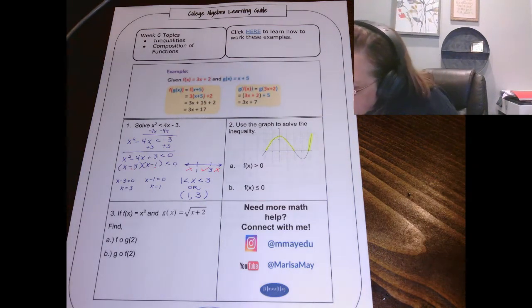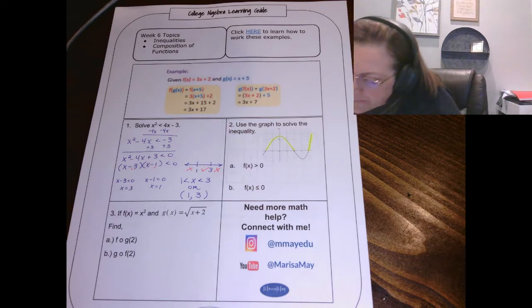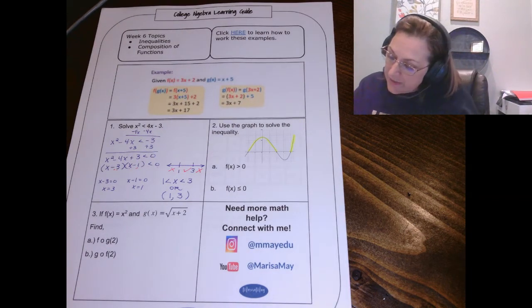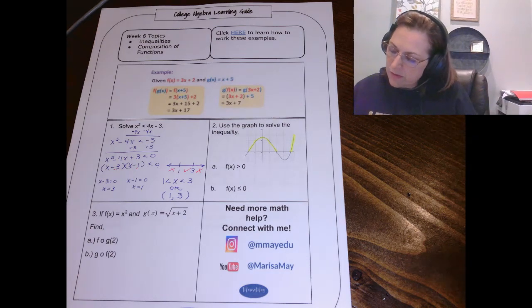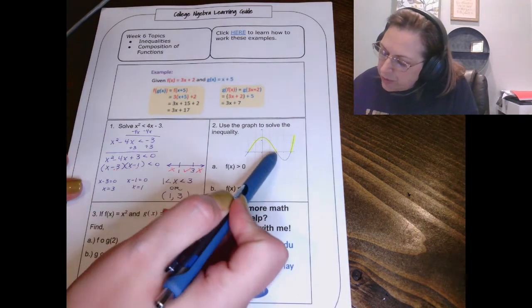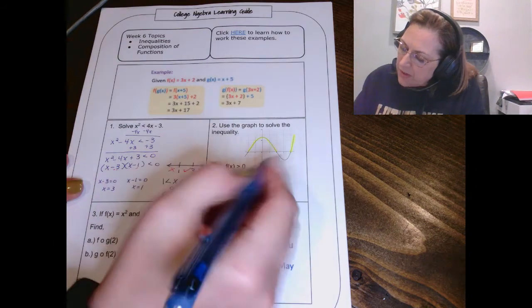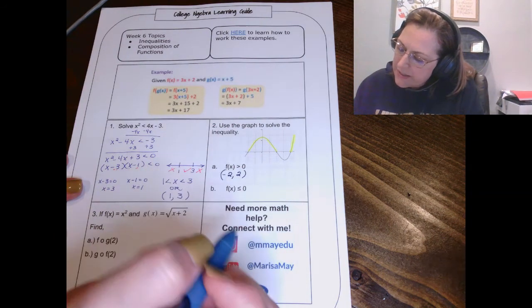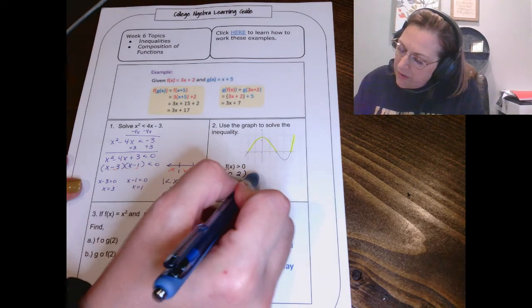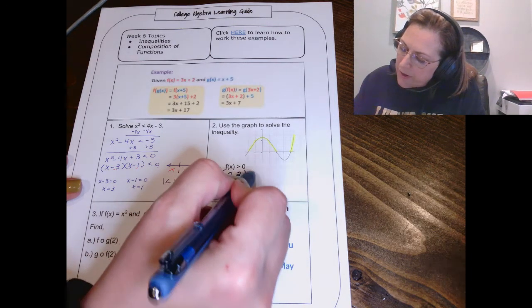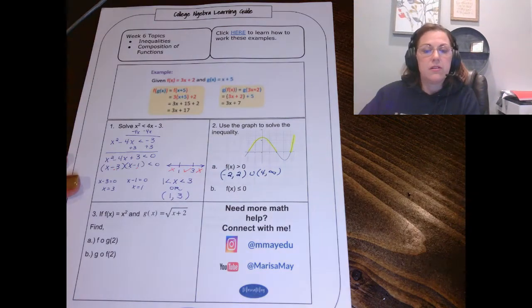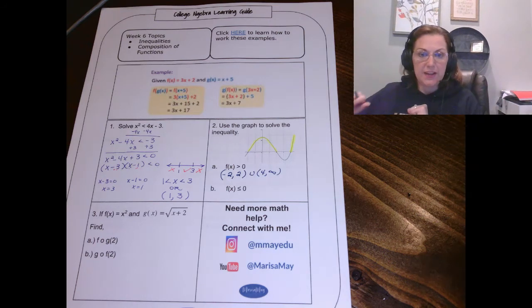So it looks like this is between negative 2 and 2. So between negative 2 and 2, it is above the x-axis. And then again at 4 and beyond. And that beyond meaning keep going. That's why we put the positive infinity there.